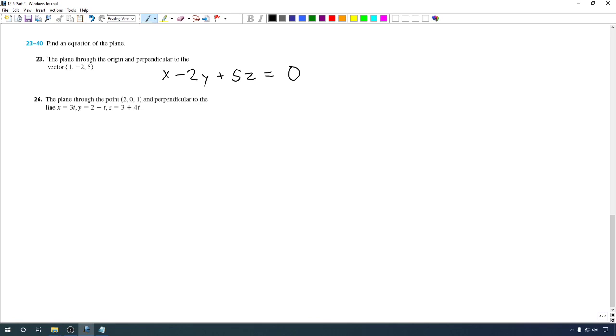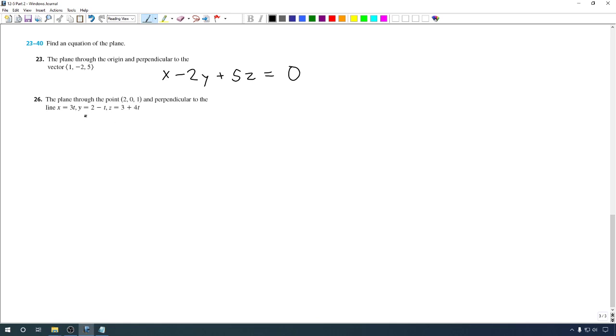In this problem, we have a very similar thing. We have a point on the plane, though it's not the origin this time, and we have something that's perpendicular to the plane. This time it's a line instead of a vector. So we have to somehow get the normal direction using this line. What that means is that we want a vector that is parallel to that line, because if it's parallel to the line, then it's perpendicular to the plane.